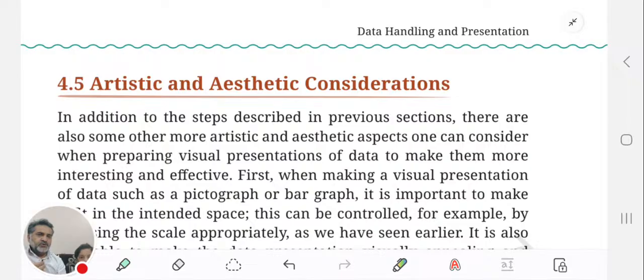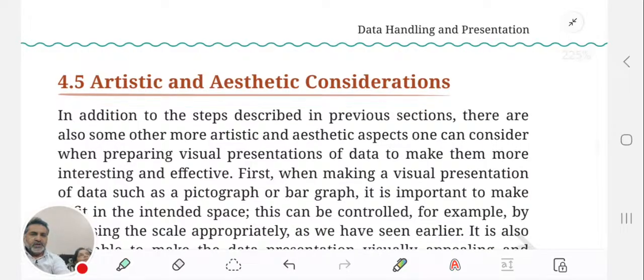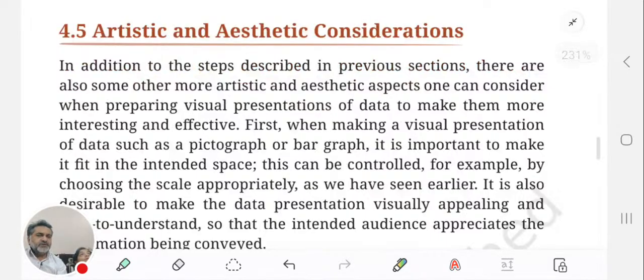શરૂ કરીએ આજનો એપિસોડ. મુદ્દા નંબર 4.5, artistic and aesthetic considerations. In addition to the step described in previous section, there are also some other more artistic and aesthetic aspect one can consider when preparing visual representation of data to make them more interesting and effective.